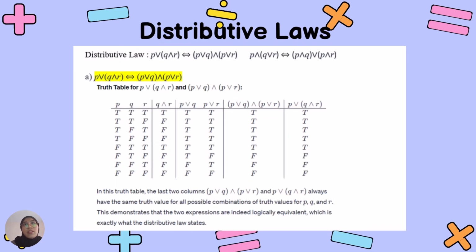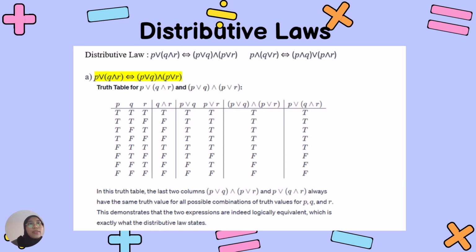So the second law is the distributive law. So what is the distributive law? This law states that if you have a disjunction, or, with one proposition and a conjunction, and, of two others, you can distribute the first proposition over the conjunction. This means you or it with each of the propositions in the conjunction separately and then combine those results together.